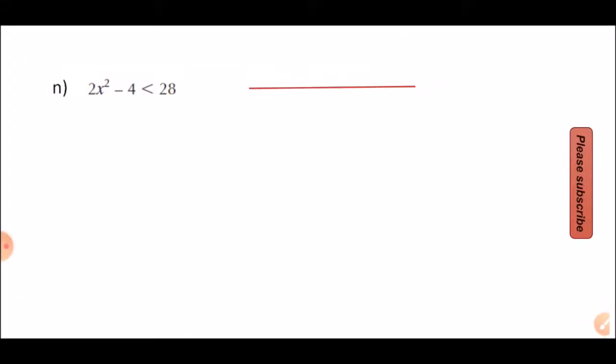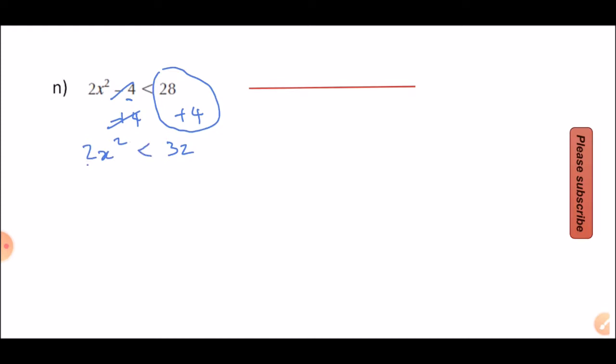So to do question n, we have to try and get the x squared on its own. To do that, we have to get rid of this minus 4. So we add 4 to the left and we add 4 to the right. On the right hand side, 28 add 4 is 32. On the left hand side, the minus 4 and plus 4 cancel out, leaving just 2x squared. And we just copy the sign down.